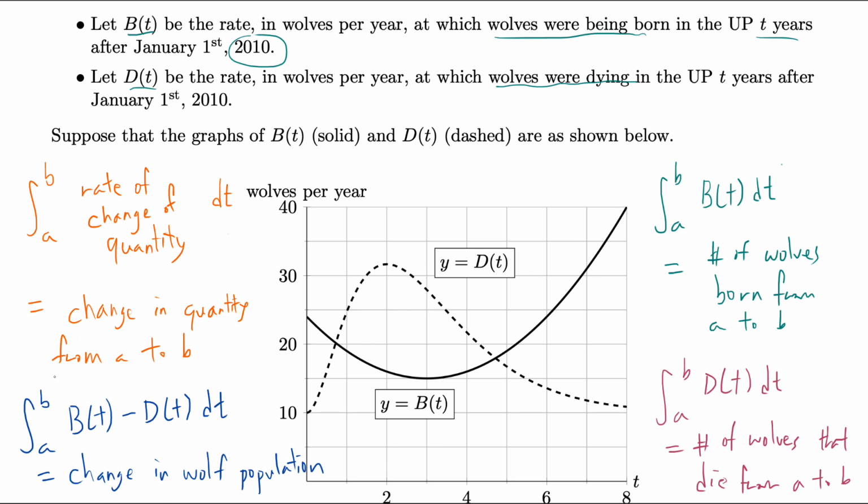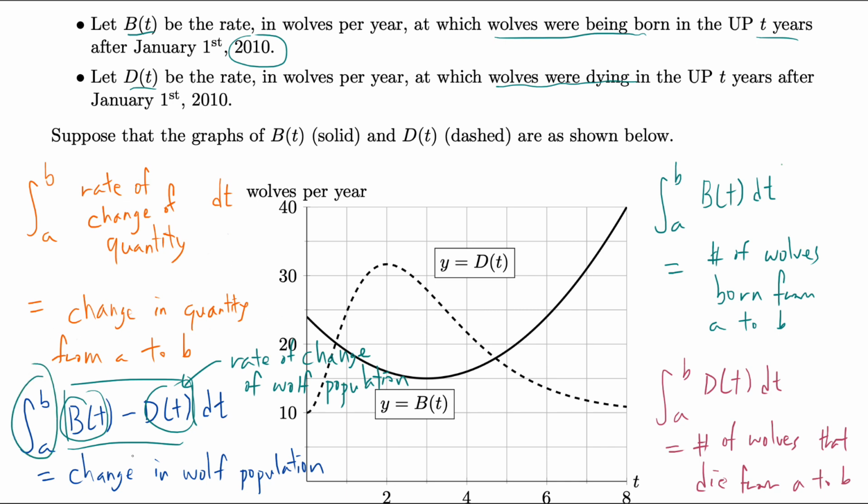Another way to see this is by realizing that this integrand, b of t minus d of t, is exactly the rate of change of wolf population. The reason is that b of t is the rate at which wolves are being born, minus the rate at which wolves are dying out. That gets you the rate of change of wolf population. So when I integrate it, I just get the change in population from a to b.